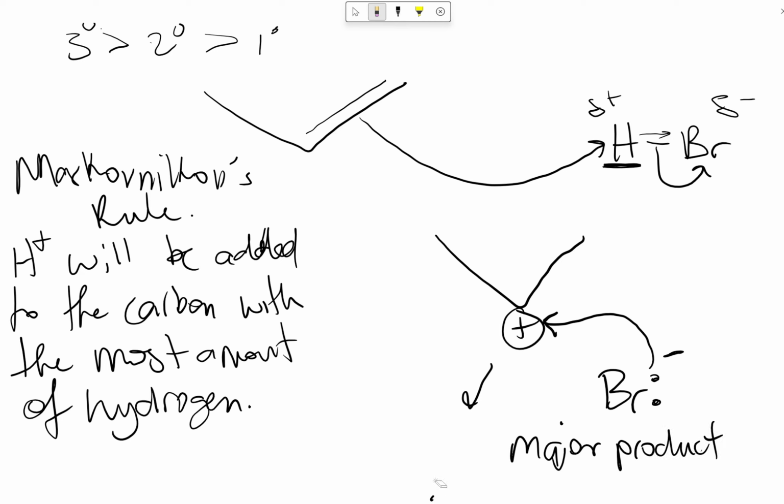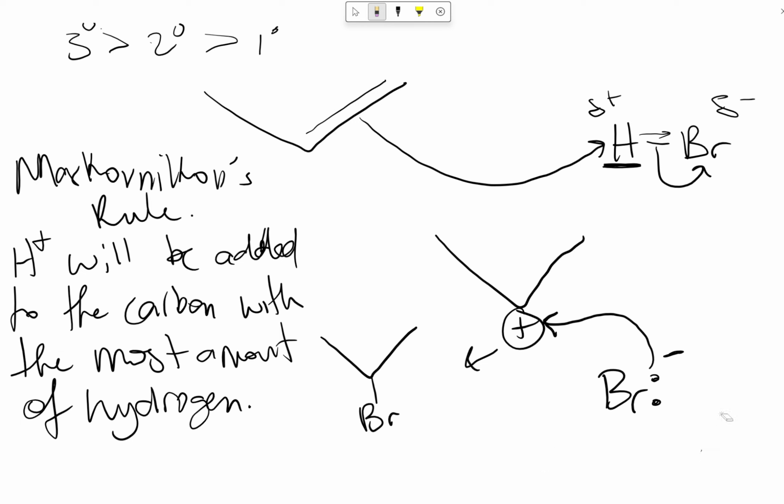Alright, in case it's not being seen properly, let me just draw it up a little bit more. This is the major product. So this is a simple 2-bromopentane. 2-bromopentane is our major product in this case. This is our Markovnikov's product.